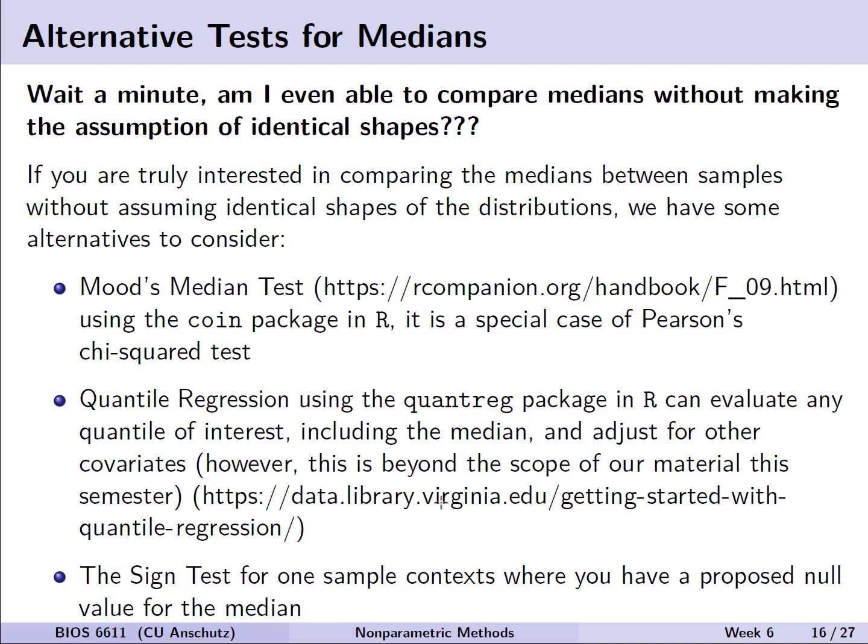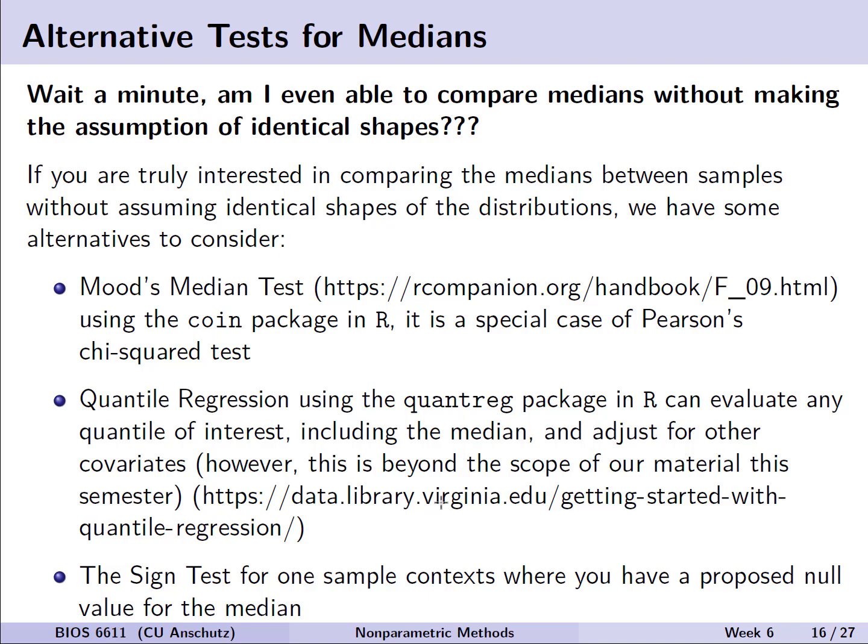Well, if you are truly interested in comparing the medians between samples without assuming the identical shapes of the distributions to use the Wilcoxon rank sum test to do so, we do have some alternatives we can consider. One is something known as Mood's median test, and I include a link here to describe more of it, which can also be implemented in the coin package in R. And it's ultimately a special case of Pearson's chi-square test that will test the medians.